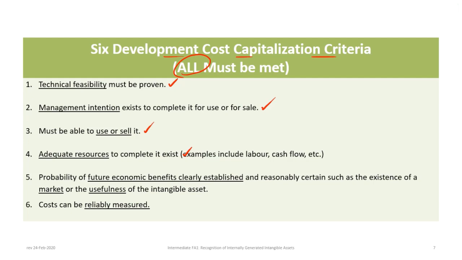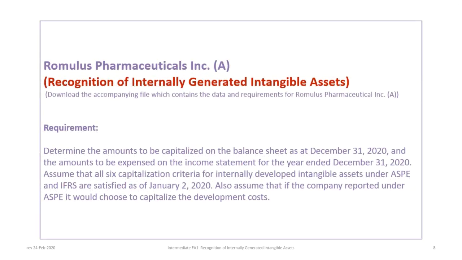The probability of future economic benefits is clearly established and reasonably certain, since the existence of a market or the usefulness of the intangible asset has to be present. And finally, costs can be reliably measured. So all of these must be met in order for the cost to be considered a development cost. We will now proceed with our example.